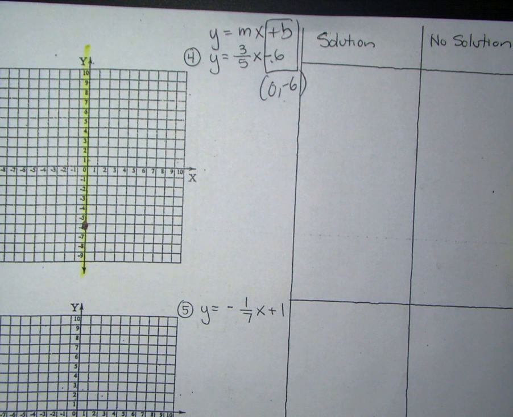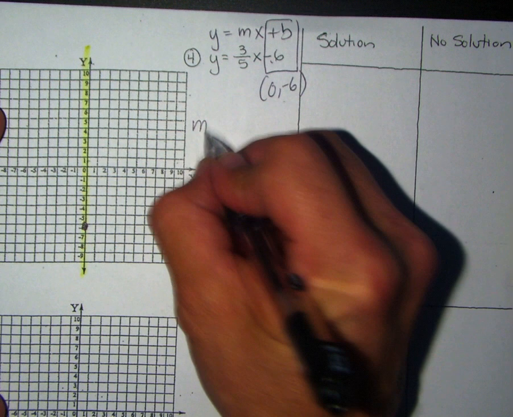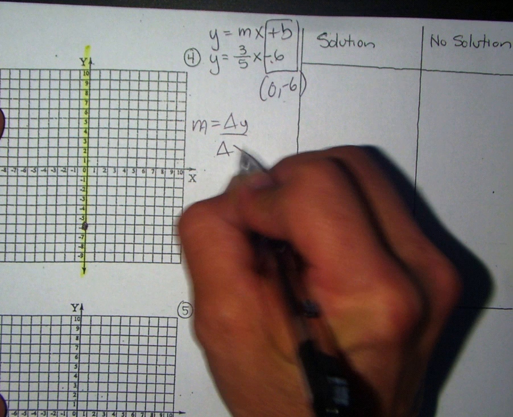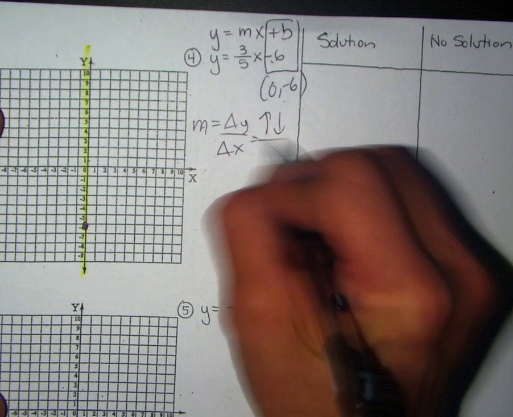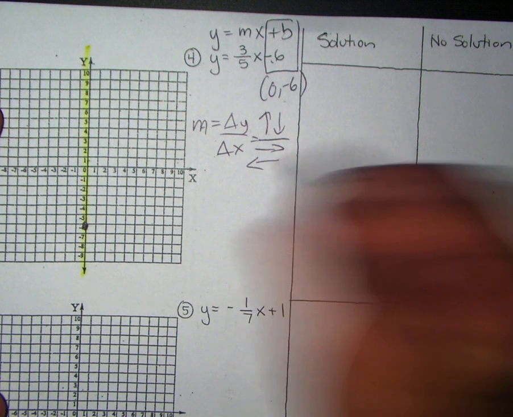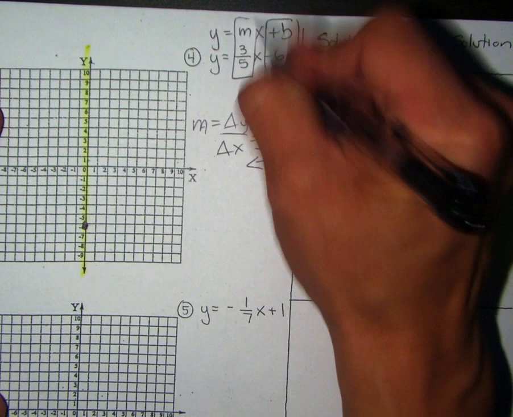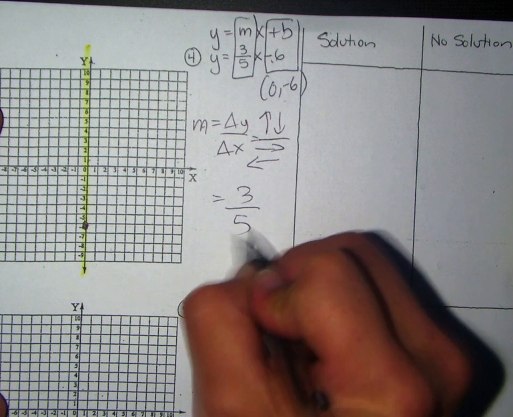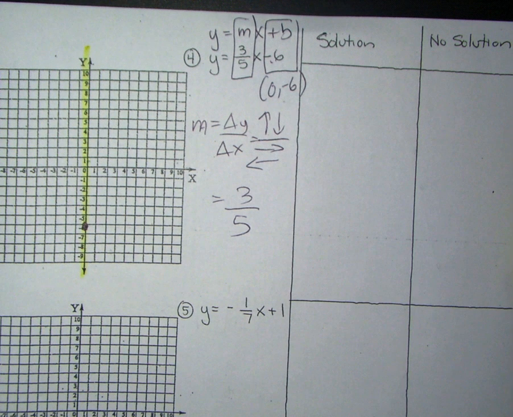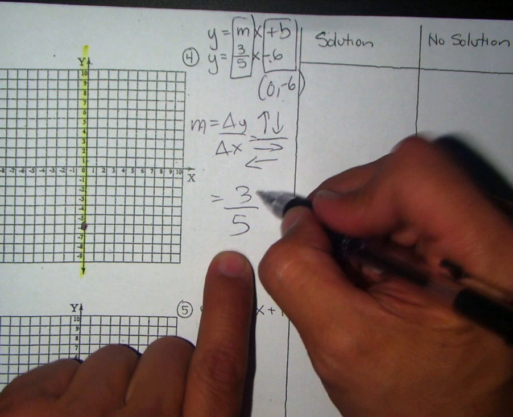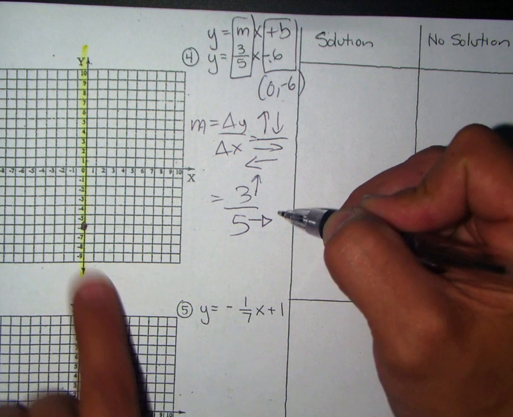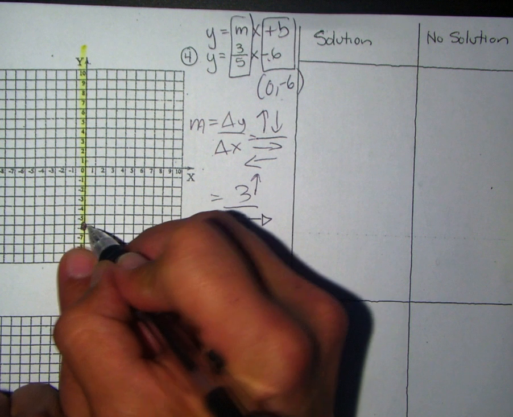So let's do this. Again, what am I writing? The slope, the m, is delta y over delta x, which is the change in y, up or down, and the change of x, right or left. So here we got the m already. Your m is already 3 over 5. So what am I going to do? 3 is going to go up, 5 to the right. There you go. 3 up. Ready? Here we go.